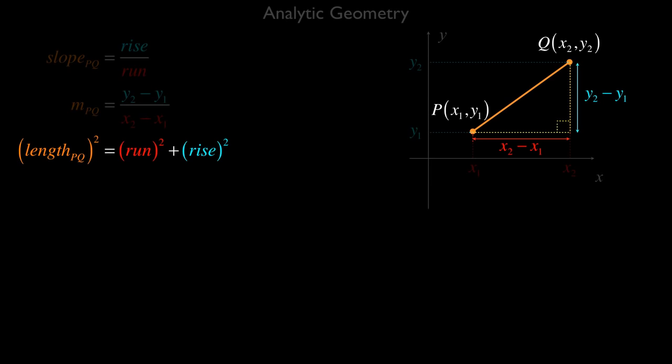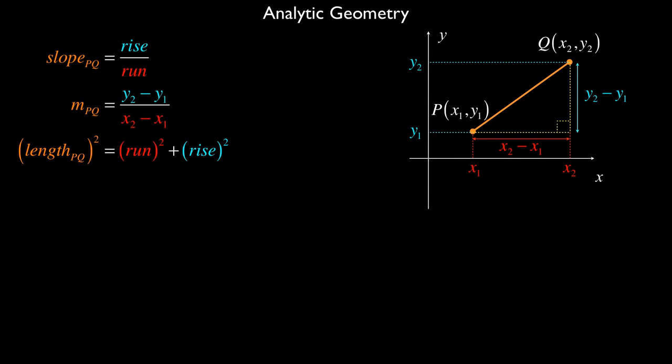So if I were to express that for the diagram that we have here, we see that the length of PQ squared would be equal to the run squared plus the rise squared. We can then substitute for the run and the rise and take a square root, and we understand that the length of PQ is the square root of x2 minus x1 all squared plus y2 minus y1 all squared. And that's our second formula.